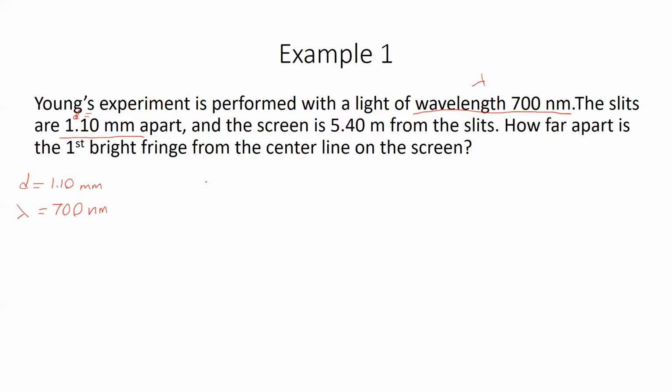And the screen is 5.40 meter. So this one is our L, 5.40 meter. How far apart is the first bright fringe? When I say first bright fringe, it means we are talking about m equals 1, from the center line on the screen.